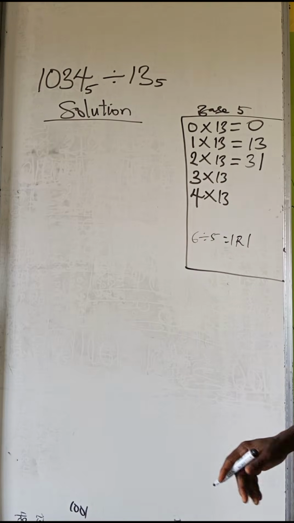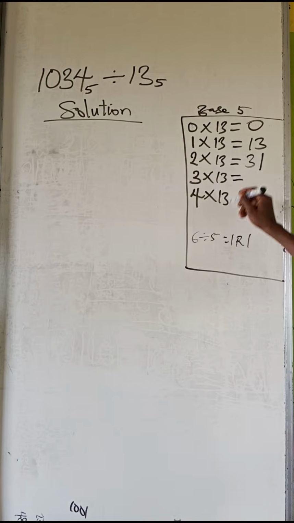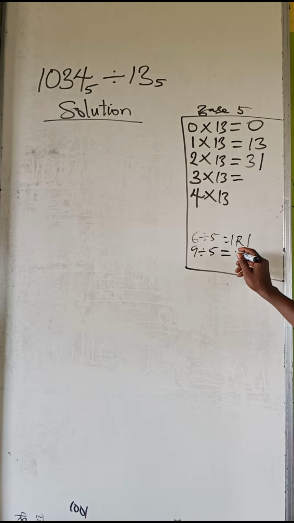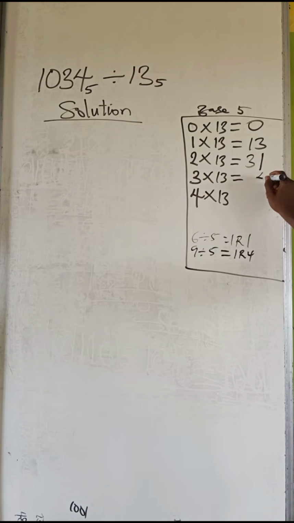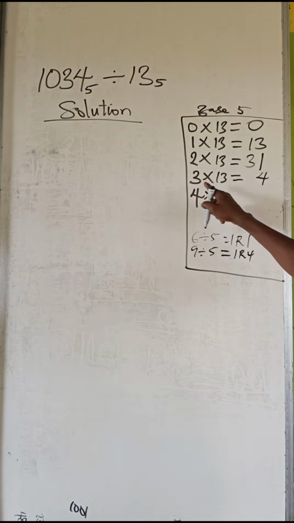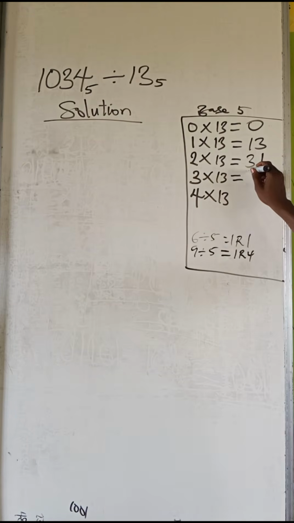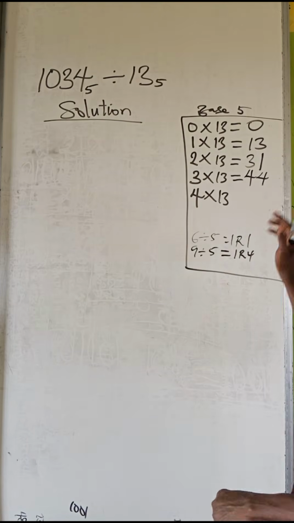The next one is 3 times 13. It's not going to give us 39. Let's watch what will happen. 3 times 3 is 9. You cannot write down 9 in base 5. So you divide the 9 by the base. And 9 divided by 5 will give us 1 remainder 4. So it's the remainder, which is 4, that we will write down. Then 3 times 1 is 3. Then 3 plus this 1 that is left here is 4. That means 3 times 13 in base 5 is 44.